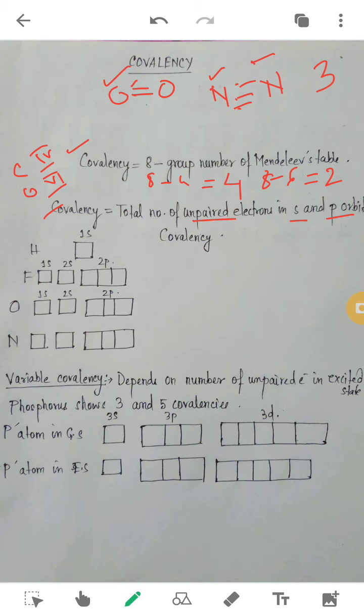Hydrogen has only one electron, that is in the first shell. We used to learn it in class 10 that way: first shell, it has one electron. But here we will write it as the 1s orbital. So in the 1s orbital you have one electron only. So the covalency of hydrogen would be 1.